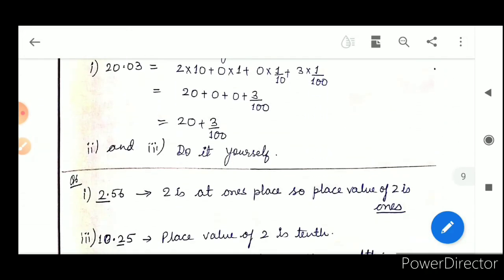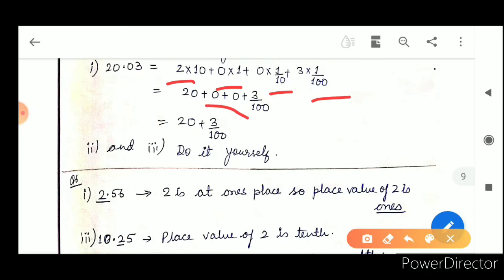Now in question number 5 we have to write the expanded form. Count the places, ones, tens, tenth, hundredth, and then add them. Okay, so this will be your expanded form. Here one thing that you need to note down is, if 0 is there while expansion, don't write 0. Simply write 20 plus 3 by 100 in the expanded form.